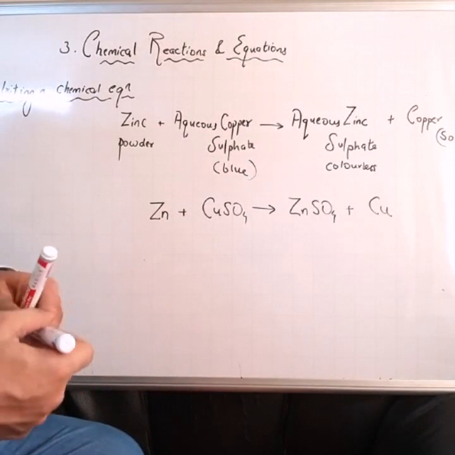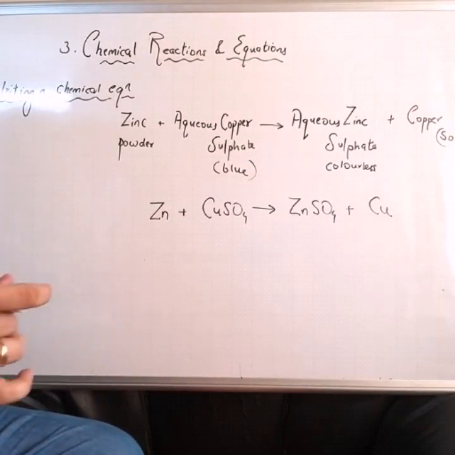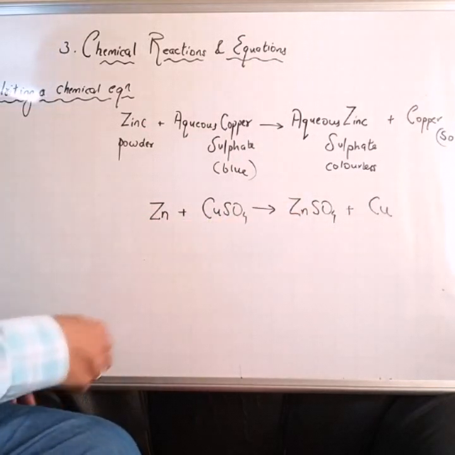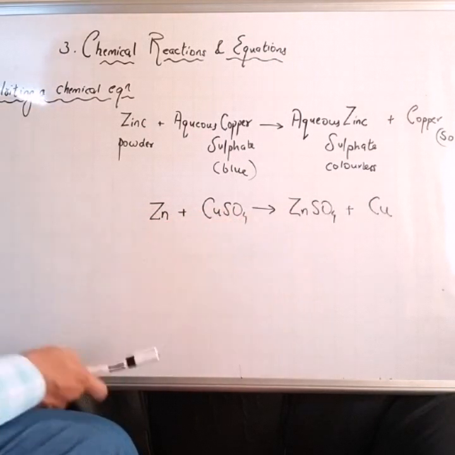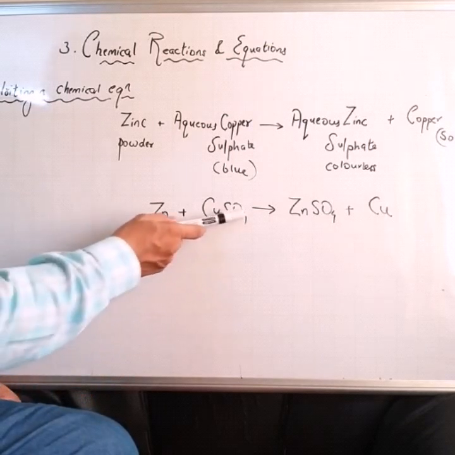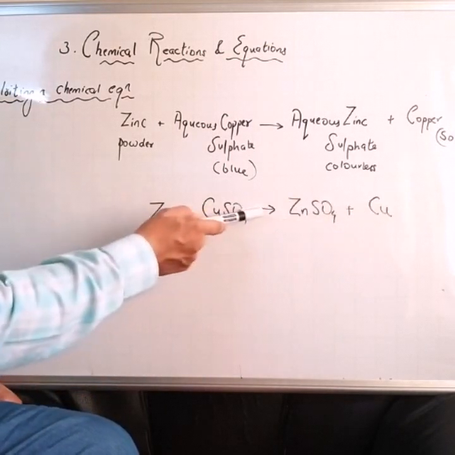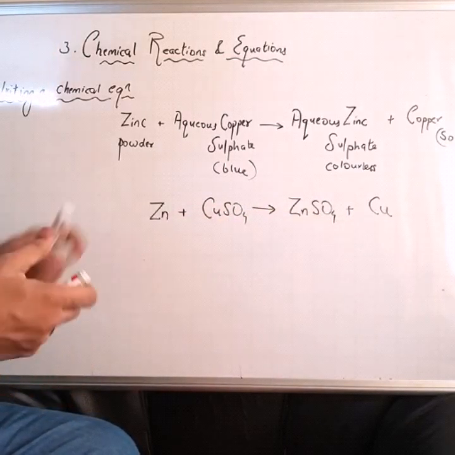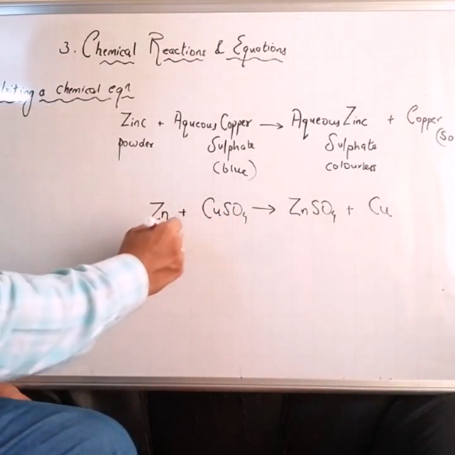Now what is missing here? See, the direction in which the chemical reaction has proceeded is towards what? Zinc sulfate and copper. So the arrow will be pointing towards the products. Now zinc is in solid state, so I will write here (s).